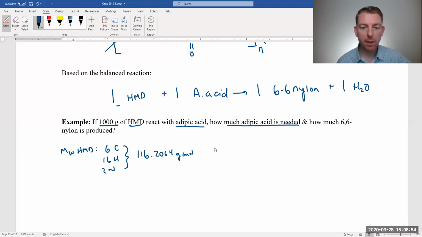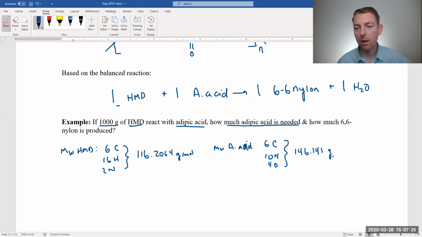And for the molecular weight of the adipic acid, let's just pretend that's the acid. Okay, so still 6 carbons. I mean, that's how we defined it. Now we only have 10 hydrogens and 4 oxygens. Okay, add all that up, and you end up with 146.141 grams per mole.